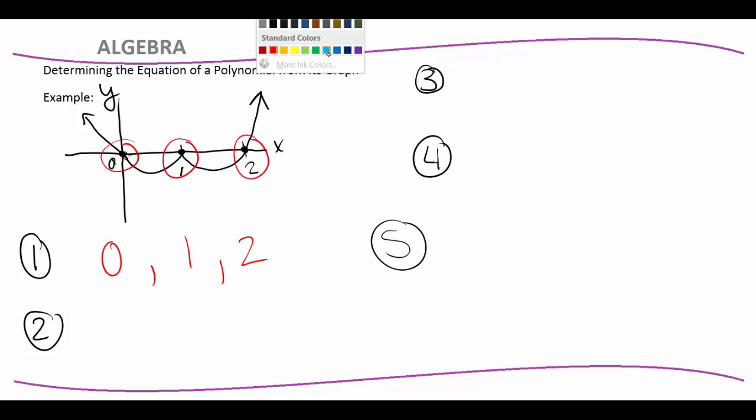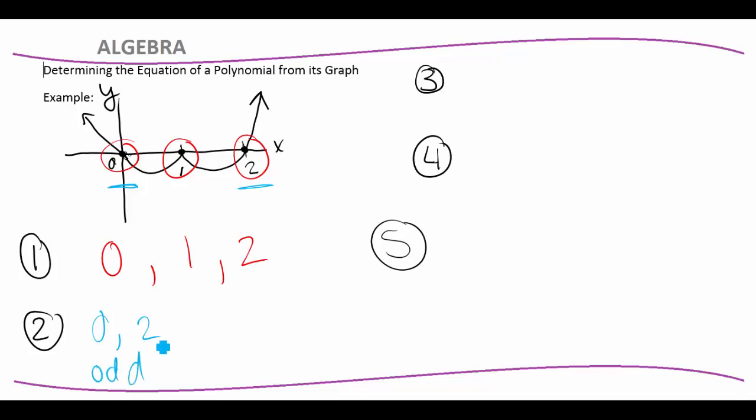Step 2, we're going to look at the multiplicity of our zeros. If the graph crosses the x-axis at the x-intercept, then the multiplicity of a zero is odd. Do we have any that are crossing or going through the x-axis? We have 2. We have 0 and 2. 0 and 2 cross the x-axis, so they have an odd multiplicity.